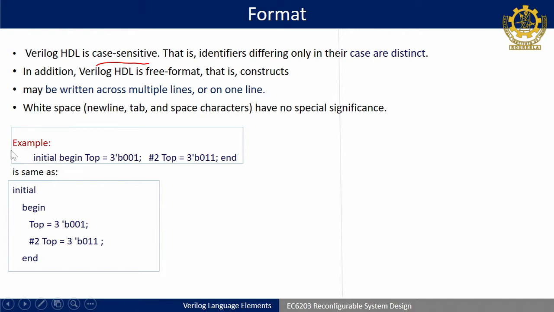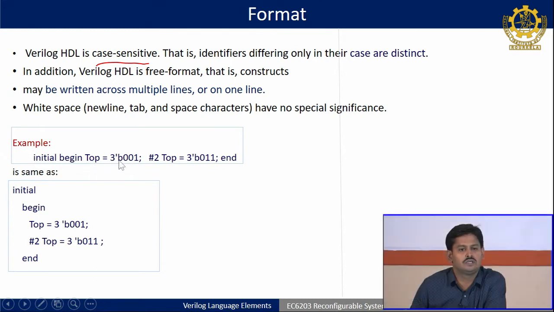In addition to this, Verilog HDL is also called a free format language. That means you can write down the entire code in a single line, for example: initial, then begin, top is equal to 3'b001 semicolon, end, then #2. So, in one line you can write it down, or if you want you can expand it across multiple lines. So, this is one way of representing your code. The same thing: initial, begin, top, semicolon, #2, top, semicolon, and then end. So, these are two writing styles. So, mostly we prefer the second style for proper readability.